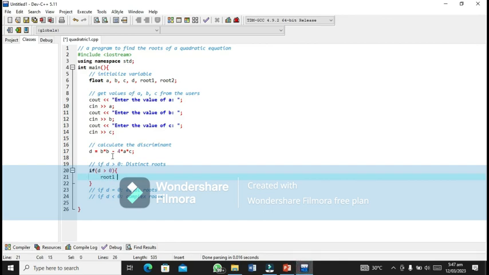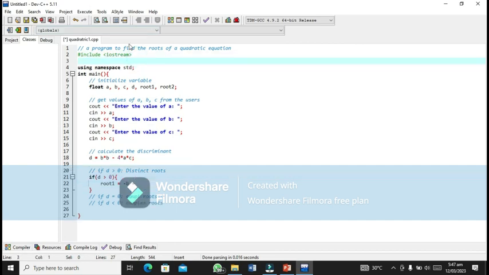We call our variable root 1 is equal to minus B, and we have our plus. Now we need the cmath header here, so that we can use the square root function. So we are finding the square root of B squared, that is B times B, and minus 4 times A times C.